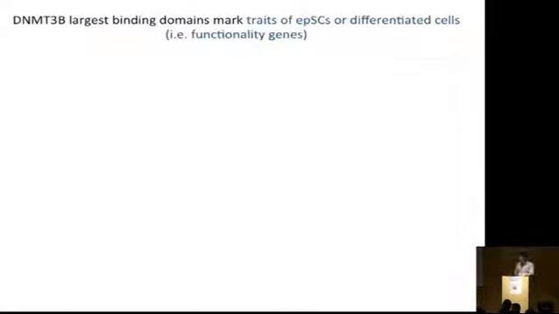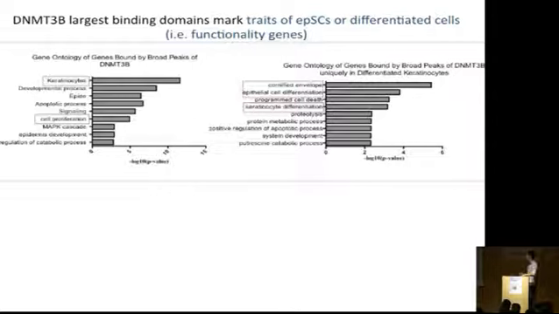If you do gene ontology of the genes that are bound uniquely in epidermal stem cells by DNMT3b, you have functions of the cell, like keratinocytes, development of epidermis, and cell proliferation. Instead, when you differentiate the keratinocytes, DNMT3b binds uniquely to cornified envelope and keratinocyte differentiation. So this really reflects the function of the cells that we are looking at.